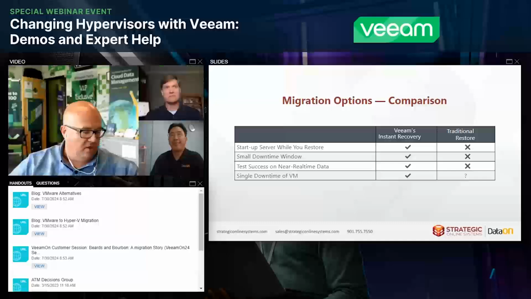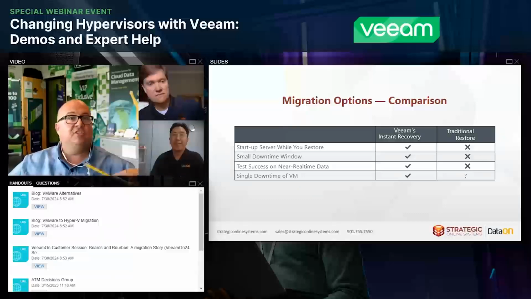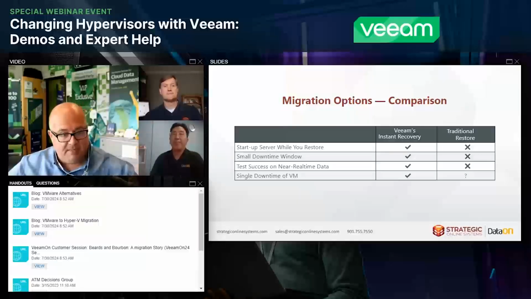Well, that's a couple of comments. I had to start writing notes here. First of all, Benjamin, we did change the name from Instant VM Recovery to Instant Recovery because we added it to file shares. We added it to databases, right?